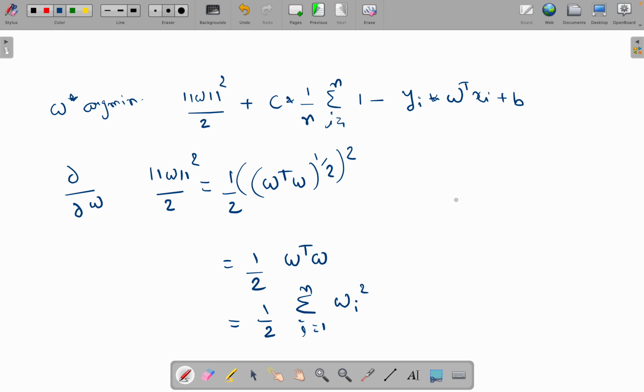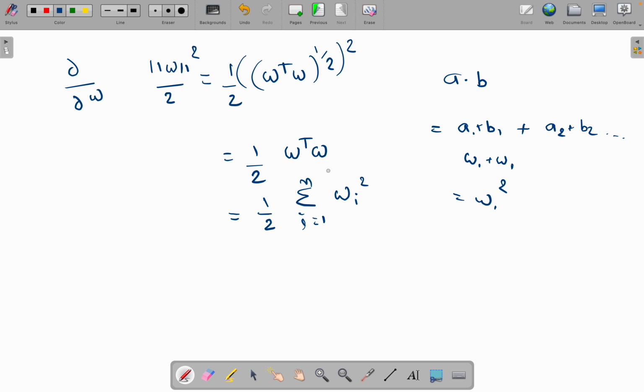Because in W transpose W, which is basically a dot product, we are just simplifying. If you write a dot b, it will be a1 into b1 plus a2 into b2 and so on. Here we are doing the same thing, but in our case we are using W transpose W, so it is multiplying W by itself. So it would be w1 into w1, which becomes w1 squared.